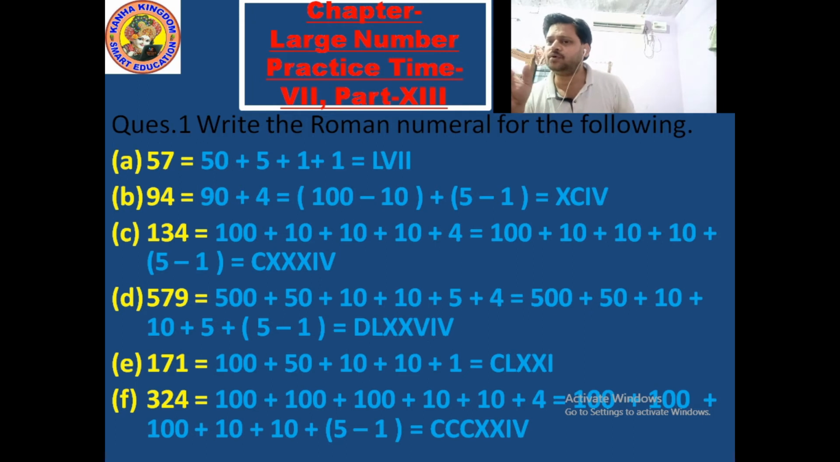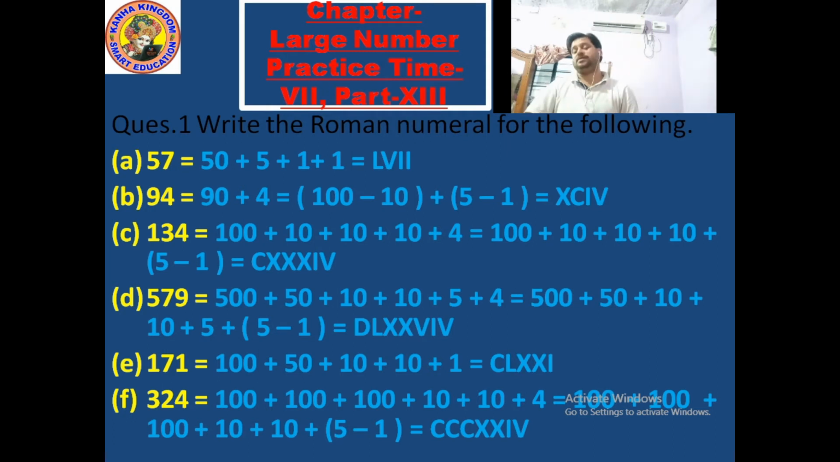Is any letter of 4? No. Then what you have to do? You just fix I before V. So the exact answer of this part is D, L, X, V, I, V. This is the exact answer of this part.